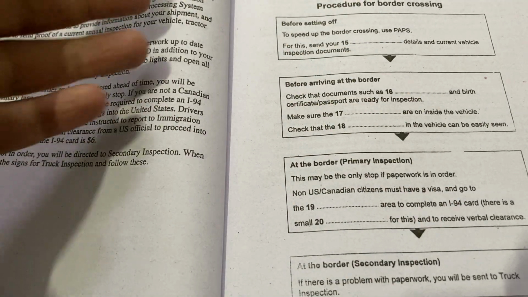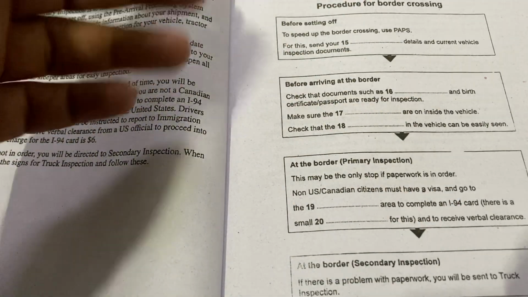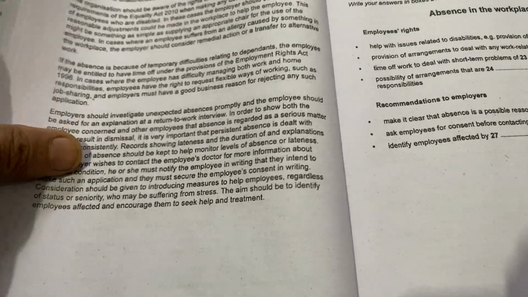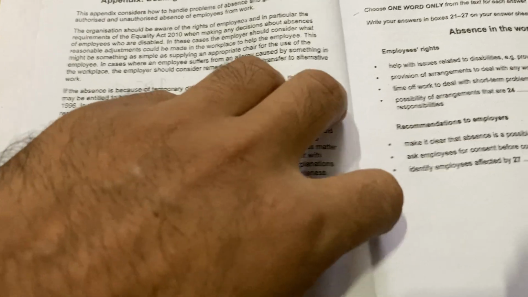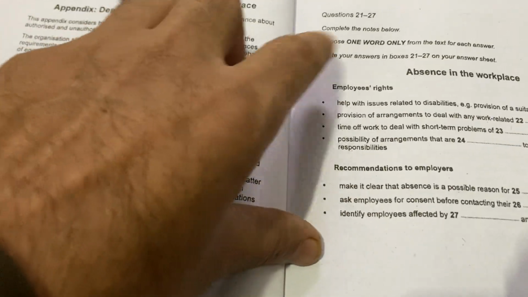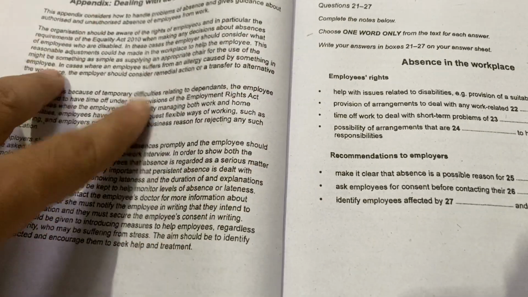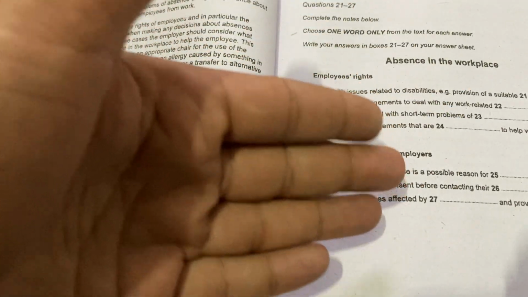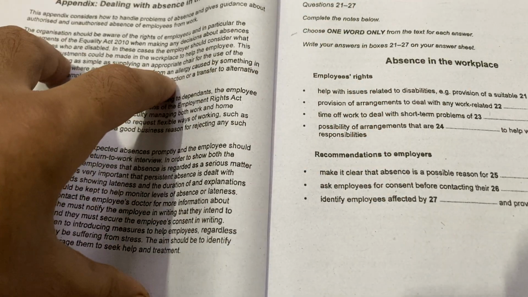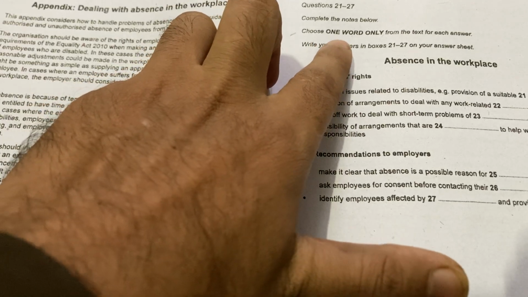Now, as you know, listening and reading, they all have 40 questions. Okay? Now let's move on. You have another paragraph. The paragraph will be for question 21 to 27. So you read the paragraph, you come to the question, or sometimes you read the question first, but your answer will be in the paragraph. Now, again, look at the instruction.